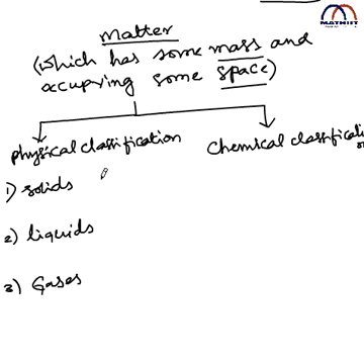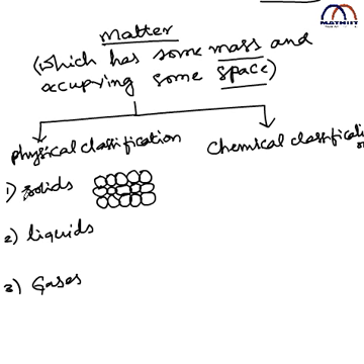In lower classes, you have already studied the basic difference between these three parts of matter. Solids have a fixed shape and fixed volume, and that is because of the close and compact arrangement of all the particles present in the solids. A compact arrangement can be seen in solids, and because of this compact arrangement they have fixed volume and fixed shape.